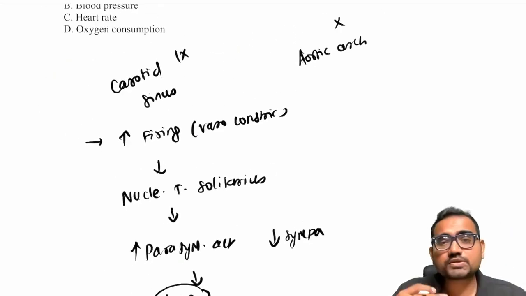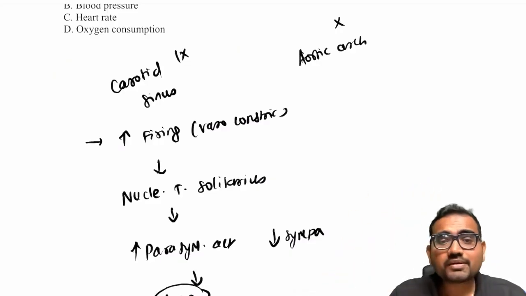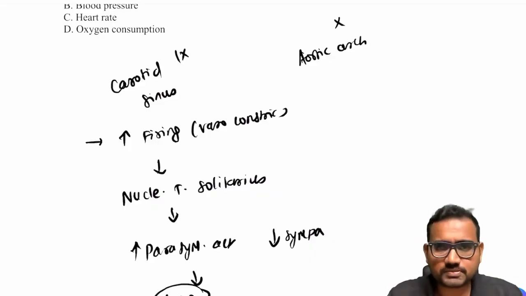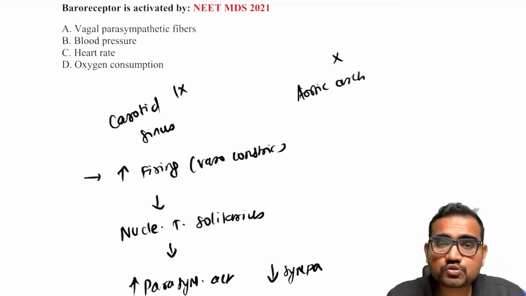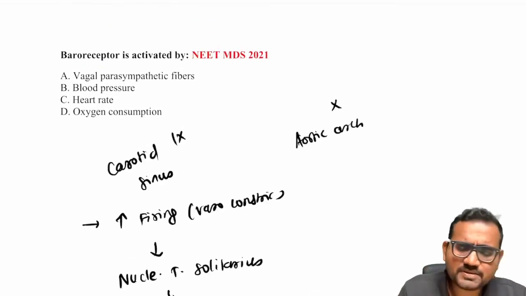Again, vice versa, when there is increased vasodilation, the body signals the brain again, and there is going to be decreased parasympathetic and increased sympathetic activity. This is the function of the baroreceptors. So baroreceptors basically control the blood pressure, and they are present in two main areas, the carotid sinus and the aortic arch. So this is a very simple, straightforward question.